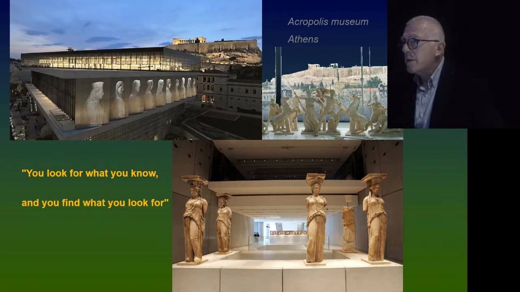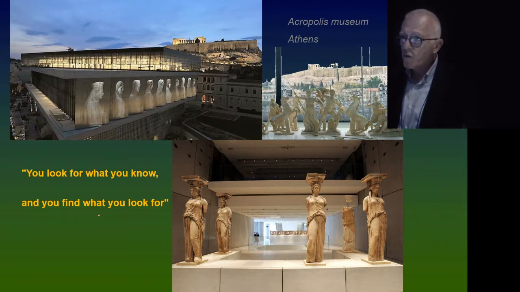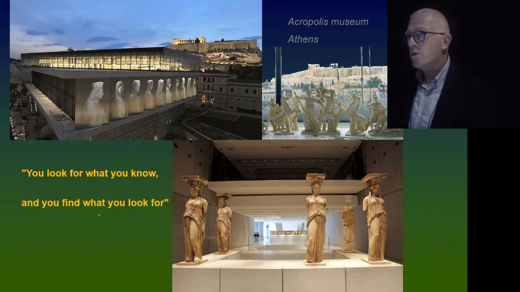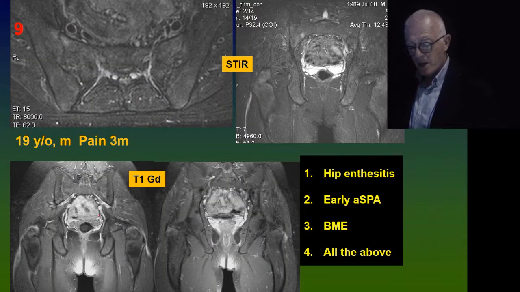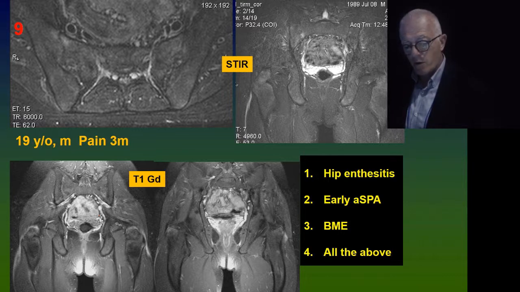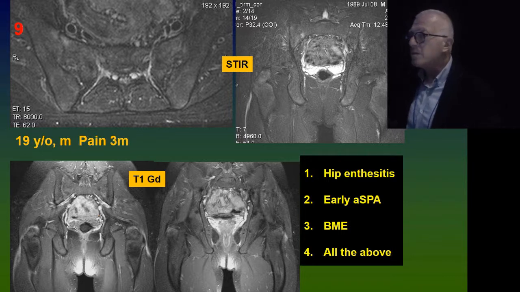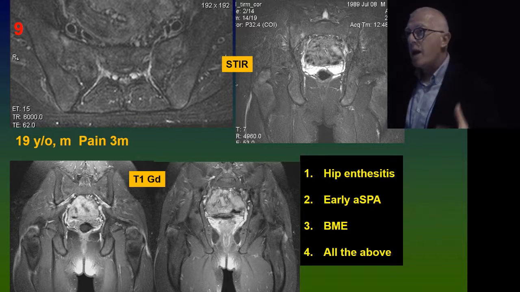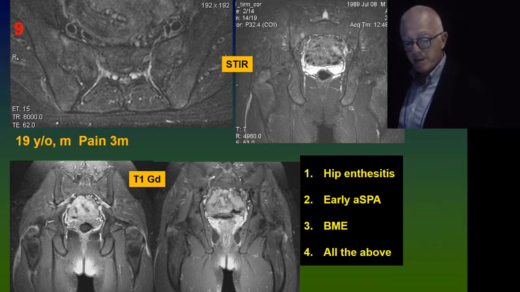So I hope with the cases I contributed to the fact that we look for what we know and we find what we are looking for, and therefore if we do not know what to look for in an MR for axial spondyloarthropathy, we will never find it. So let me show you a tricky case. Here we have a 19-year-old male with 3-month pains. So we have the criteria by ASAS, younger than 45, at least 3 months of pain, and we have these MR images. Please vote.